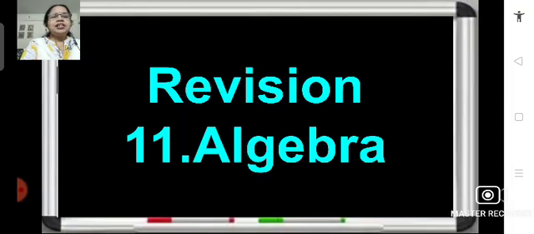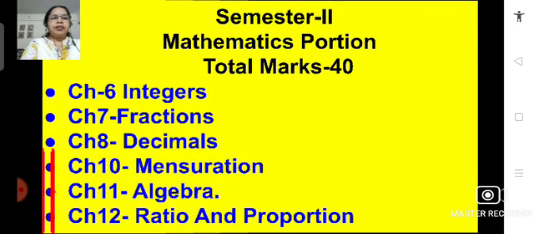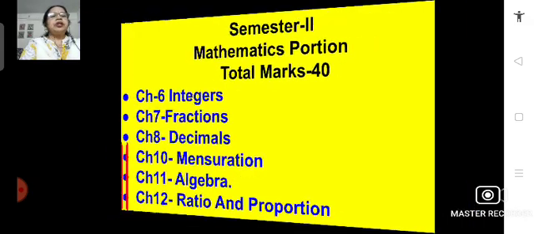In today's mathematics session, we are going to do the revision of chapter number 11, Algebra. But before we start that, let's have a look at your mathematics portion for the second semester exam. You have chapter number 6, Integers, chapter 7, Fractions, chapter number 8, Decimals, chapter number 10, Mensuration, chapter 11, Algebra, and chapter number 12, Ratio and Proportion. Out of these chapters, children, you concentrate more on the chapters mensuration, algebra and ratio and proportion.